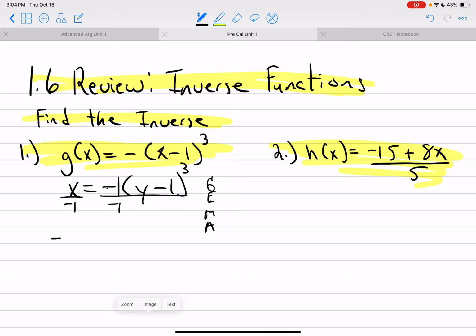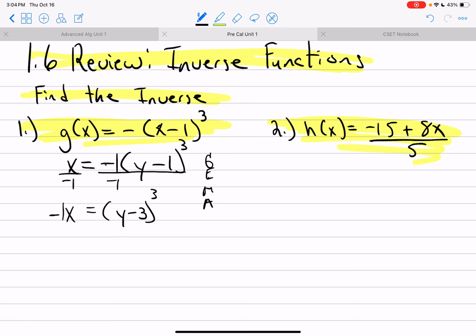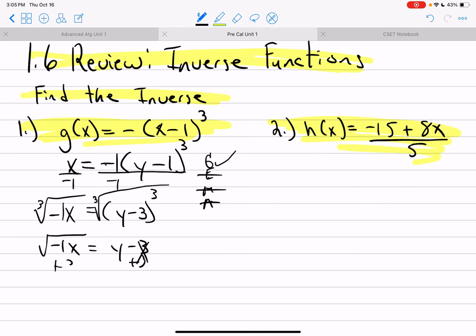So negative x divided by negative 1 is just negative 1x equals (y minus 1) cubed. Now, there's no adding or subtracting. I did my multiplying and dividing. Now I'm going to undo my exponents. So this is cubed, so I'm going to take a cubed root and a cubed root. So I'm left with y minus 3 equals the cubed root of negative 1x. And then finally in my grouping, I have a plus 3, I have a plus 3.